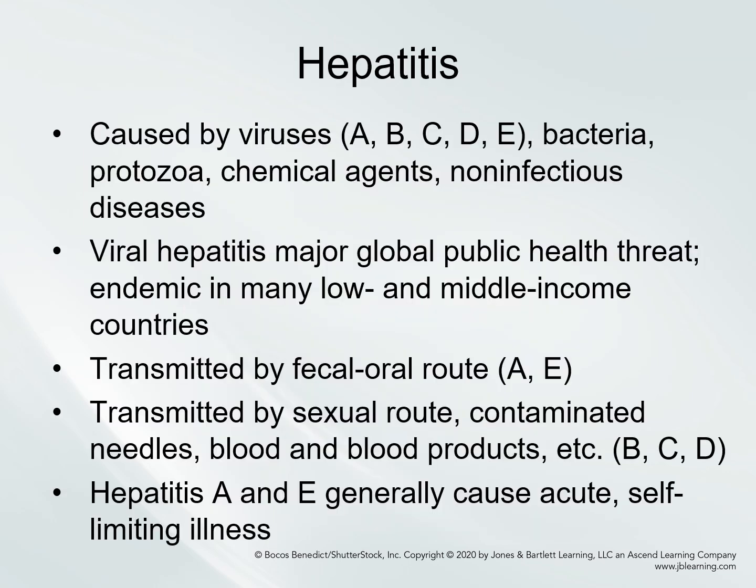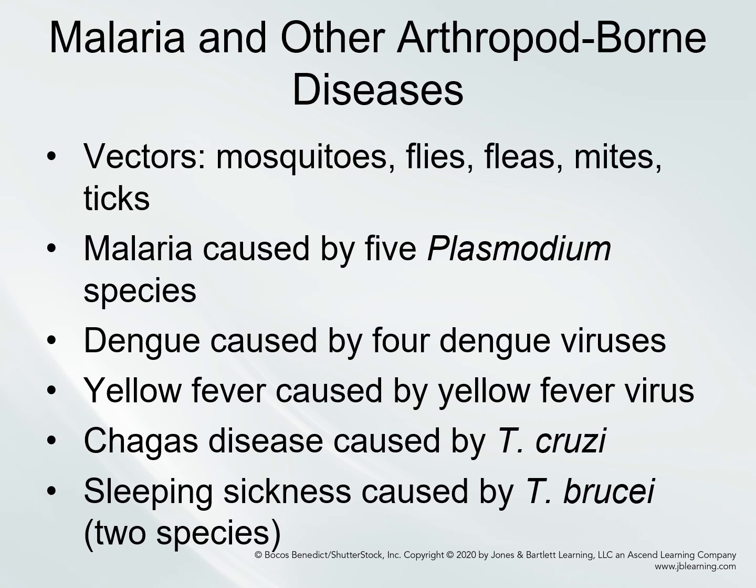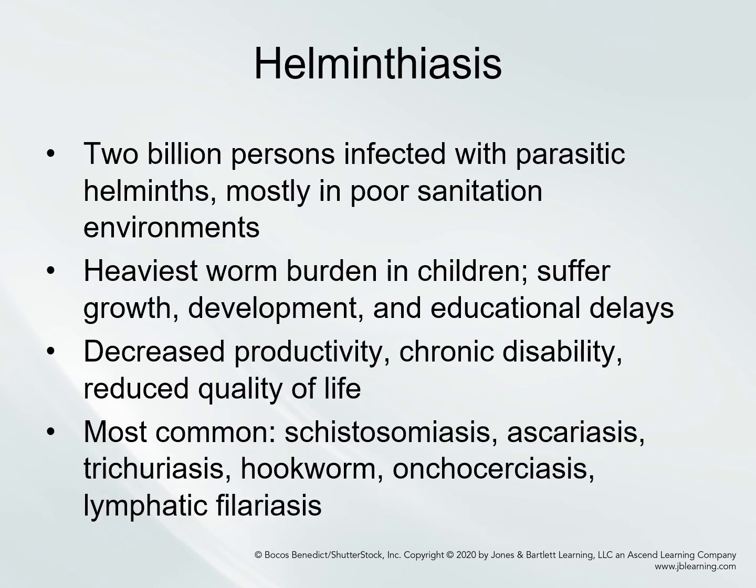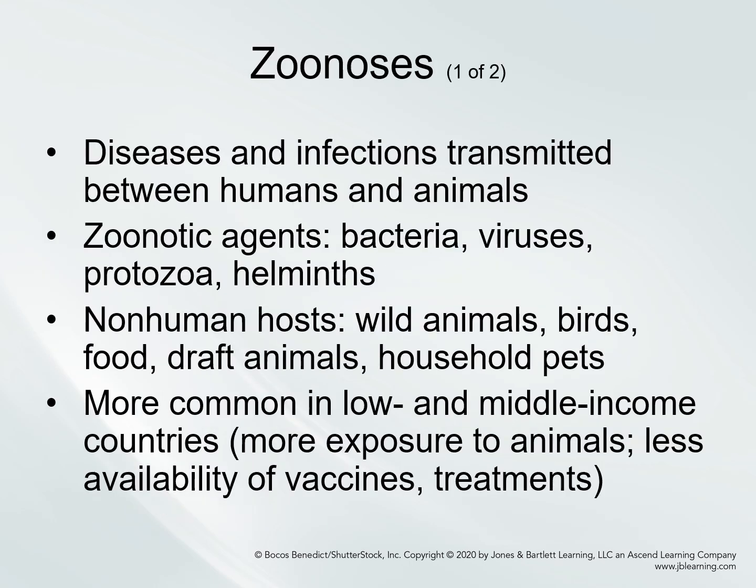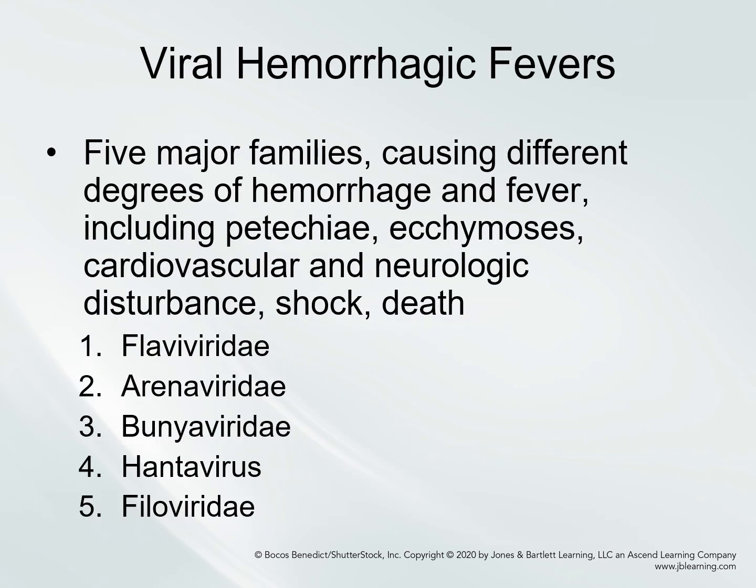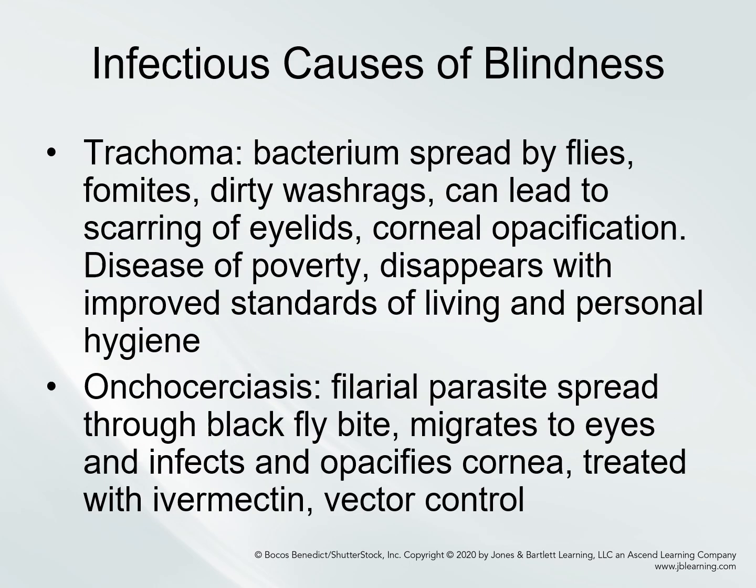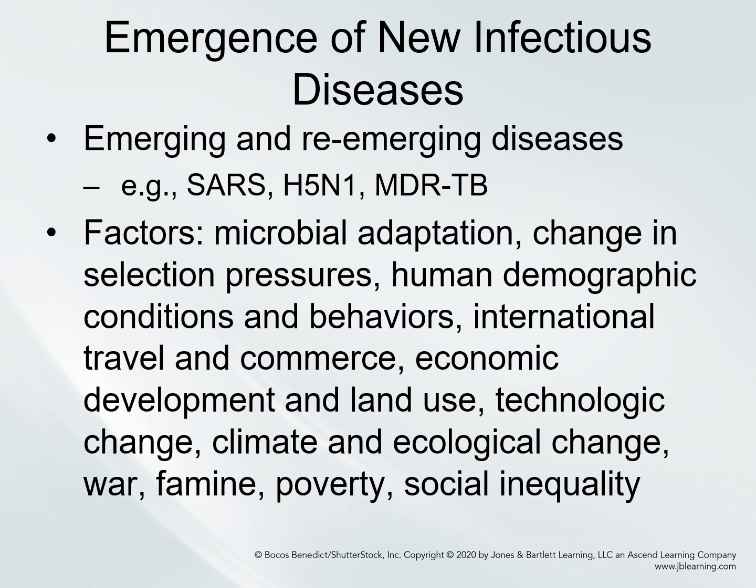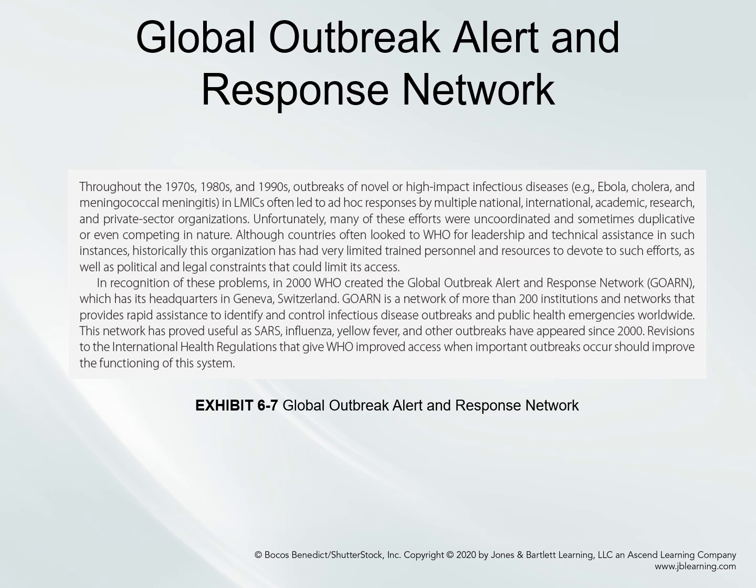Review the different types of hepatitis, malaria, different kinds of worms, hemorrhagic fevers, infections, and causes of blindness. Also read into emerging and re-emerging diseases like SARS. Also, it's important to understand how the Global Alert Network functions.